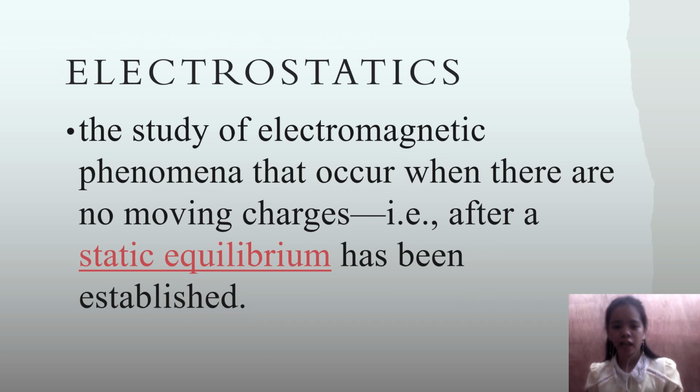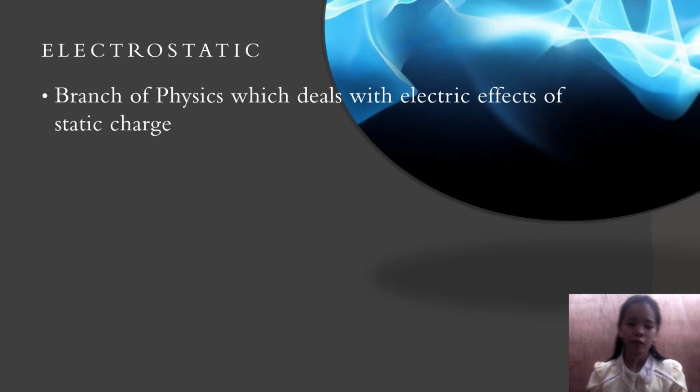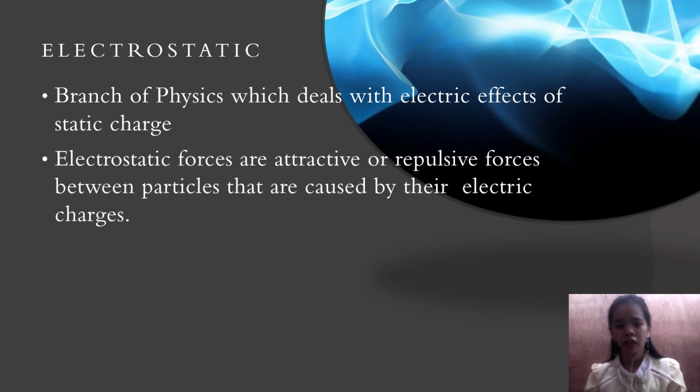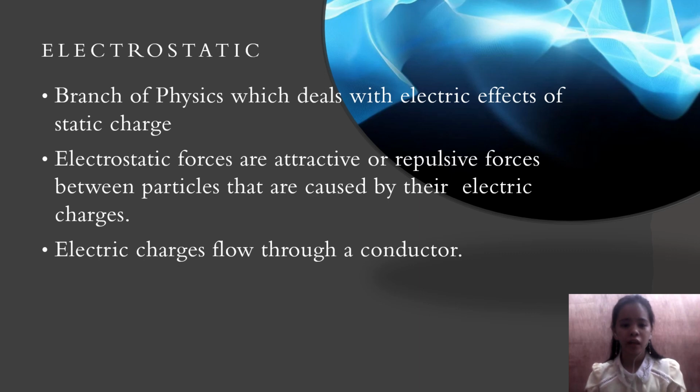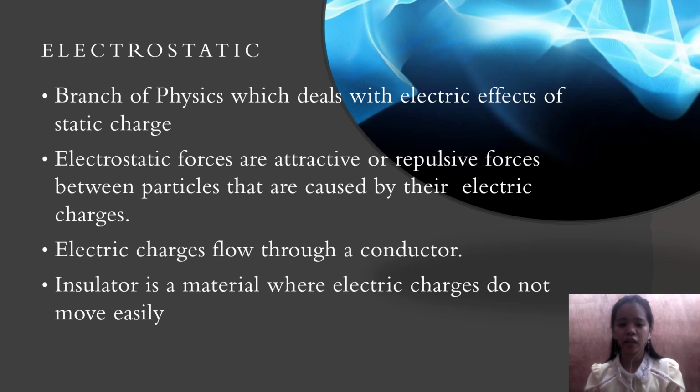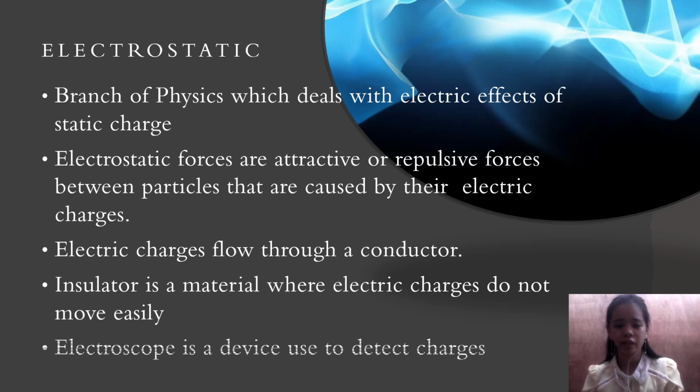So what is electrostatics? Electrostatics is the study of electromagnetic phenomena that occur when there are no moving charges, for example static electricity. It is the branch of physics that deals with the electric effects of static charge. Electrostatic forces are attractive or repulsive forces between particles that are caused by their electric charges. Electric charges flow through a conductor; an insulator is a material where electric charges do not move easily; and an electroscope is a device used to detect charge.